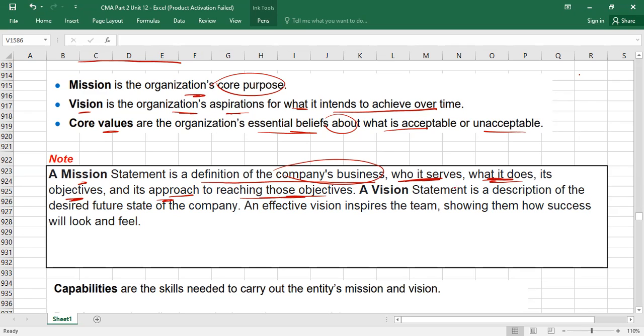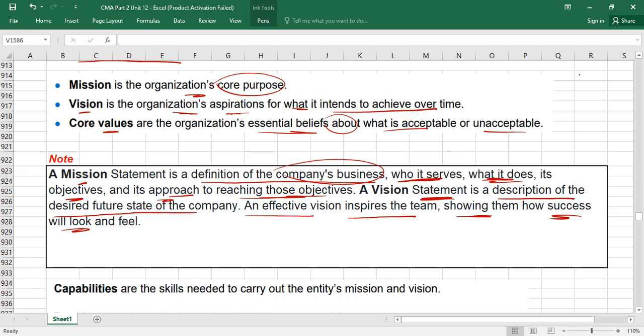On the other hand, what is vision statement? Vision statement is a description of the desired future state of the company, like where you want to be in the future, right? Obviously, if you have a bigger vision, you will work bigger also. So this is what they're saying. That is why an effective vision inspires the team, right? Vision will decide the actions of the team also, showing them how success will look and feel in the future. So this is your vision and mission.